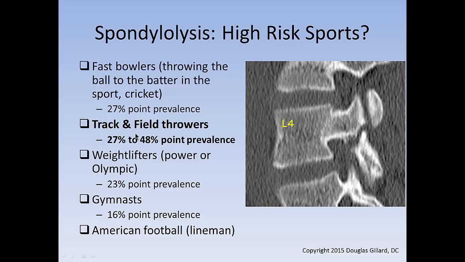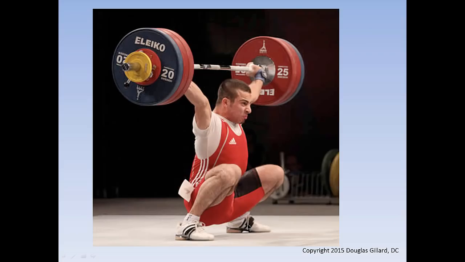Look at this for track and field, the throwers, hammer throwers, discus throwers, 27 to 48% in one study, which is crazy. Back when I was throwing a hammer, our number one thrower had a good spondylolisthesis, which was quite irritating to him. So they're very common. Weightlifters 23%, gymnasts 16%. I've seen higher studies than that. American football players are in the 20s as well. It's called the snatch, Olympic lift, a lot of stress on the low back there, not to mention the shoulders.